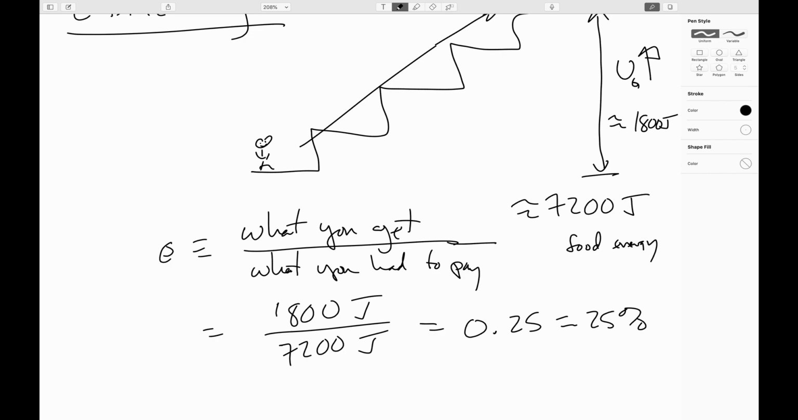Alrighty. So in the next video, we will take a look at elastic collisions. These are collisions where both momentum and energy are conserved. We'll catch you on the next slide.